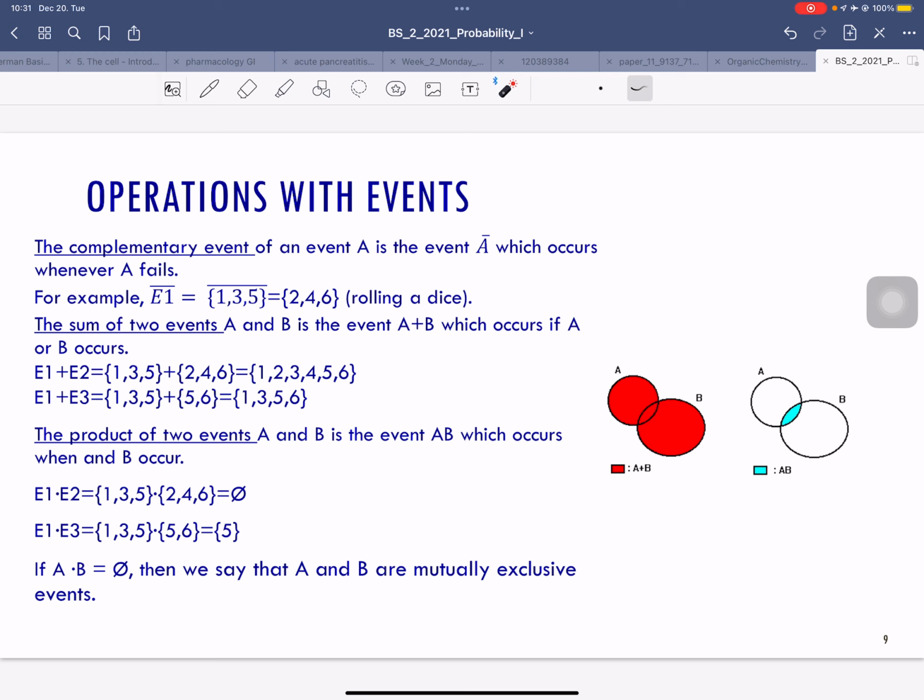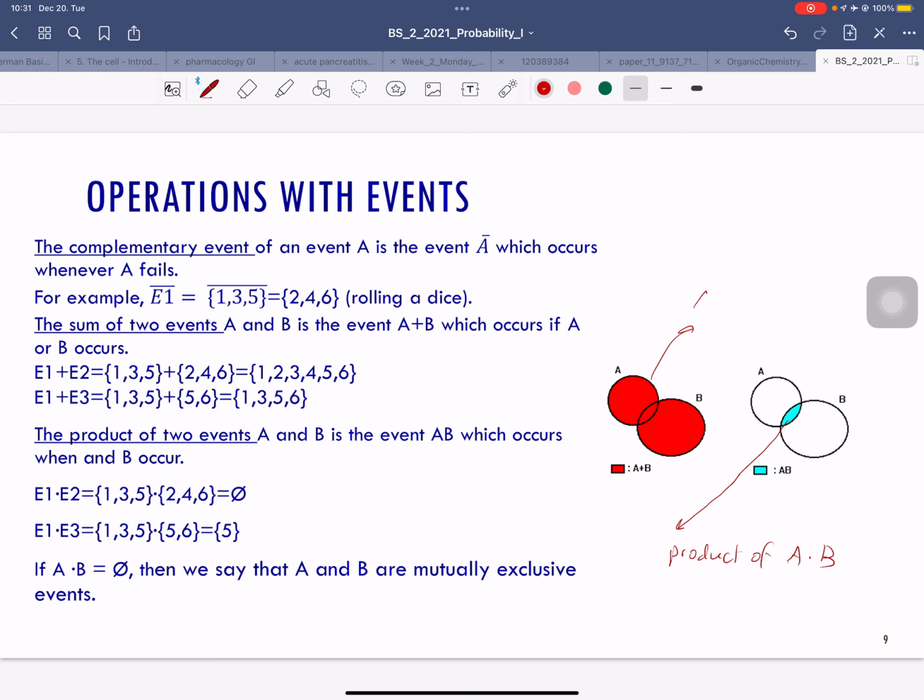The product of two events, AB, is the event that occurs when both A and B can occur. For example, if you see {1, 3, 5} and {2, 6}, the product of these is empty, 0. But if we have {1, 3, 5} and {1, 5, 6}, because 5 can be in both groups, we can see it in this case. I can show you, for example, in here, this area is the product of A and B.